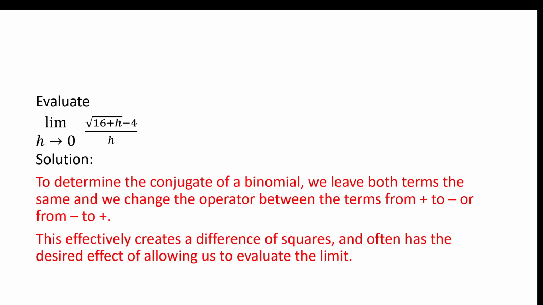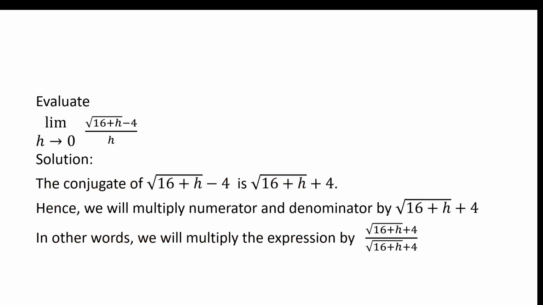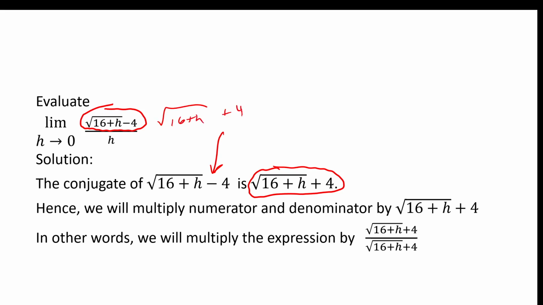To determine the conjugate of a binomial, we leave both terms the same and change the operator between the terms from plus to minus or minus to plus. What this does is create a difference of squares and often has the desired effect of allowing us to evaluate the limit. So the conjugate of root 16 plus h minus 4 is root 16 plus h plus 4. We literally just change the sign in between. So we're going to multiply the top by root 16 plus h plus 4. This is going to create a difference of squares up there that'll be to our advantage.